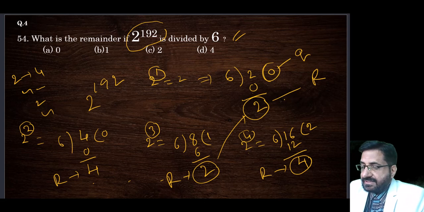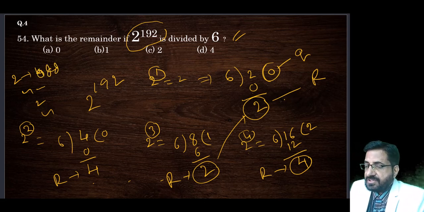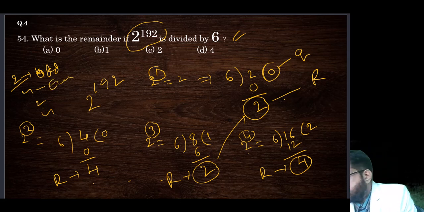This is for, sorry, for odd power, you are getting 2 as remainder. For even power, you are getting 4 as your remainder. Fine.